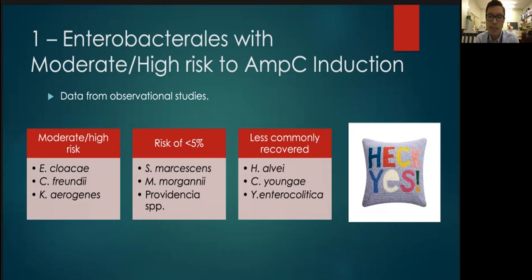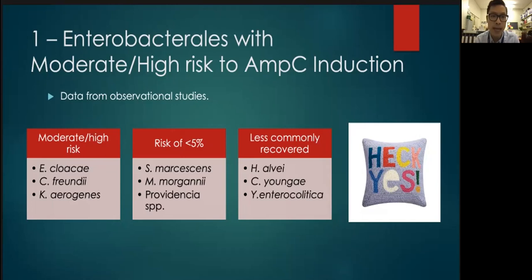Some less encountered organisms such as Hafnia alvei, Citrobacter youngae, and Yersinia enterocolitica do carry inducible chromosomal AmpC genes, but there's not much data available regarding them. For the low-risk organisms and less commonly recovered ones, in cases where there's a high bacterial burden and limited source control, for example in infective endocarditis, they suggest to consider cefepime instead of ceftriaxone, even if the organism tests susceptible.